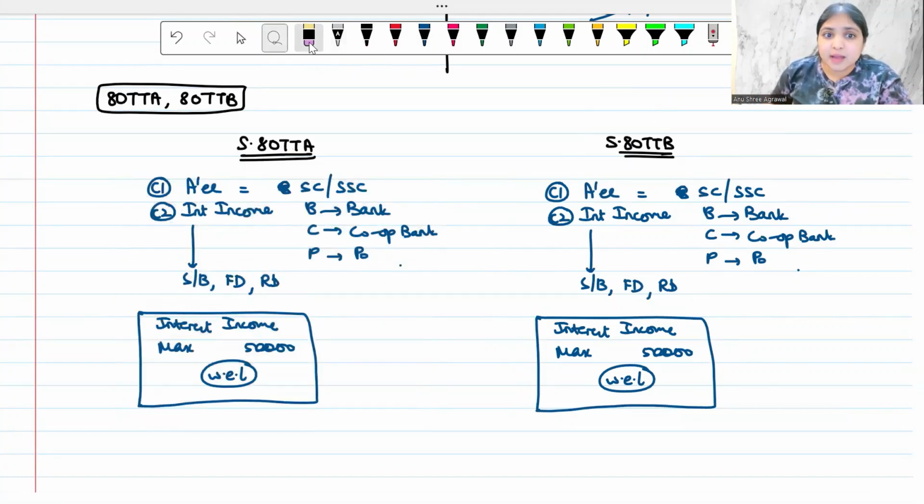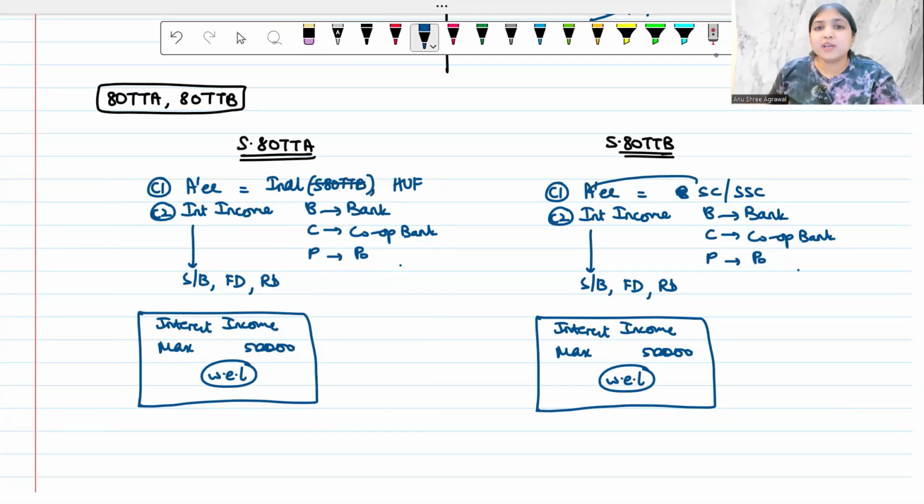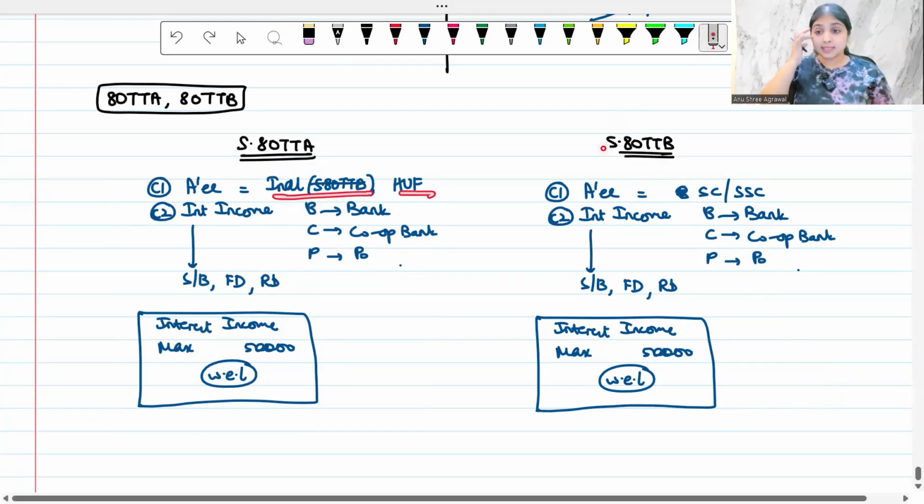Over here, if you see, the assessee can be an individual or the assessee can be a HUF. But if the assessee is an individual, it is an individual to whom section 80TTB is not applicable, because first you will try to apply 80TTB. Only if 80TTB is not applicable, only then you will think about 80TTA. So who is the individual under 80TTA? An individual to whom 80TTB was not applicable. So either the assessee is an individual to whom 80TTB was not applicable, or the assessee is a HUF.